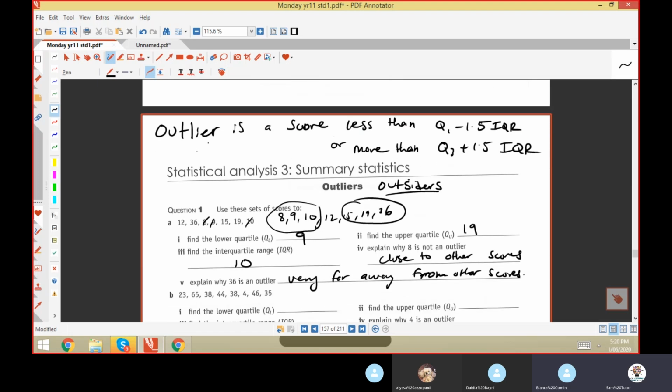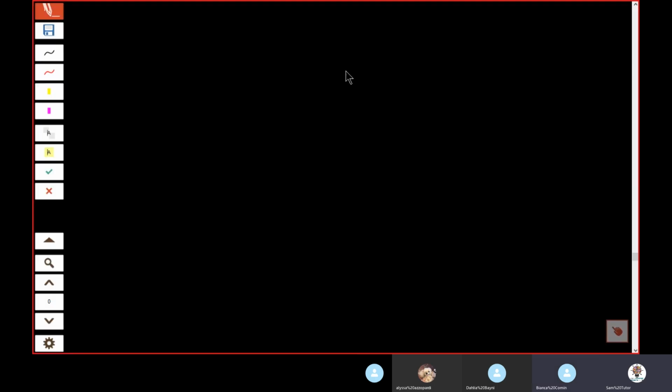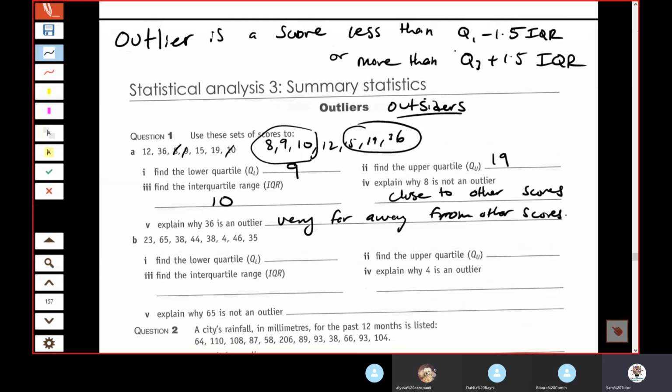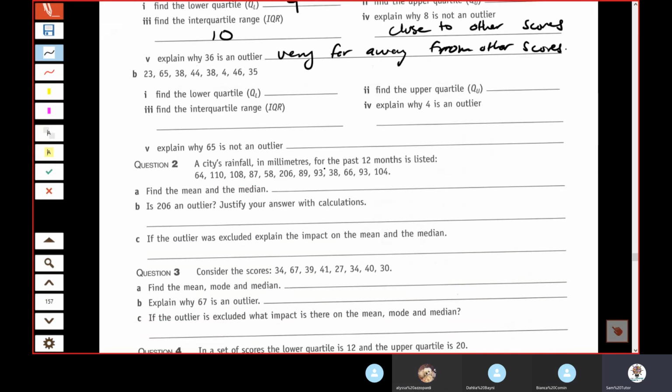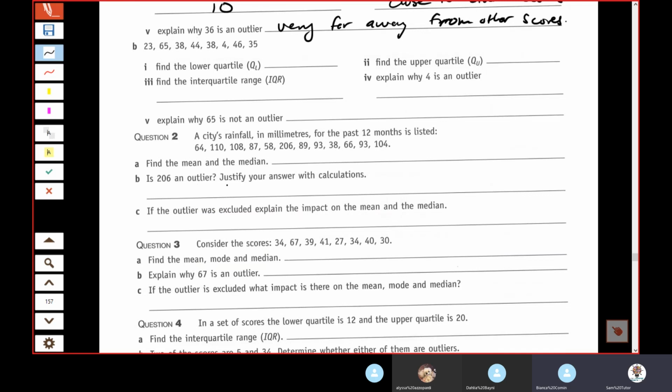Okay, so an outlier is only an outlier if it's a score less than Q1 minus 1.5 IQR, or if it's more than Q3 plus 1.5 IQR. Does that make sense? So when we're doing question 2, it says justify your answer with calculations with 206. First, let's plug all this into our calculator to find Q1 and Q3. I'm not going to find the mean and median. We don't need that. So let's find Q1, Q3, and the IQR.